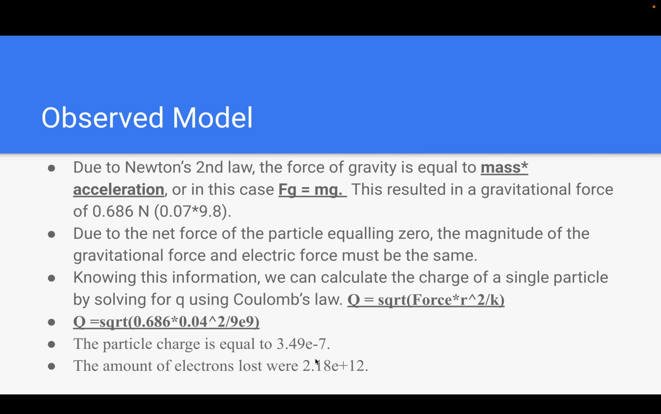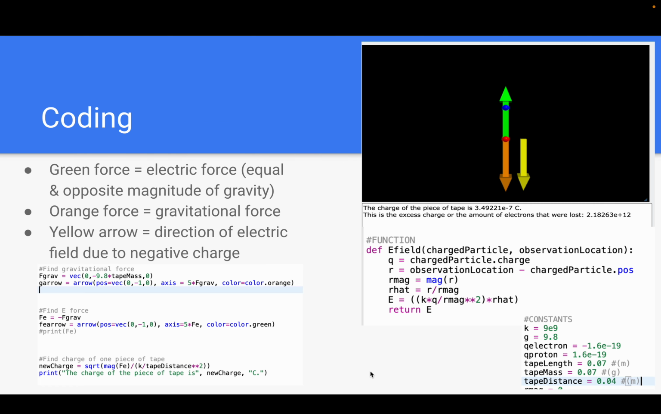And in order to find the amount of electrons we lost, we put the charge of the particle over the charge of an electron, and we received 2.18 times 10 to the 12th electrons as the amount we lost.